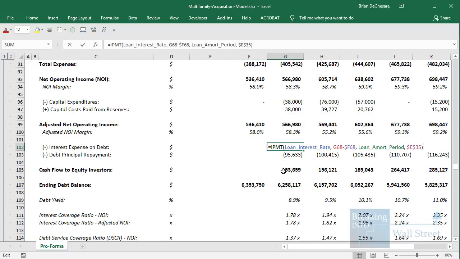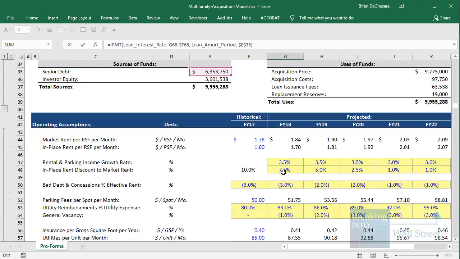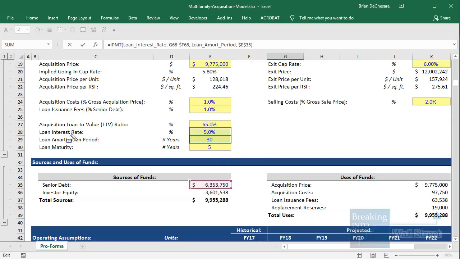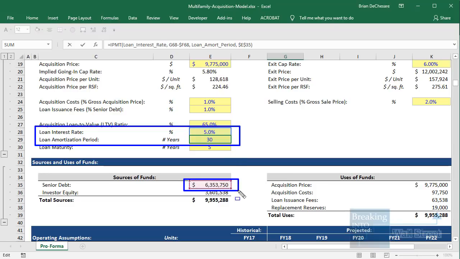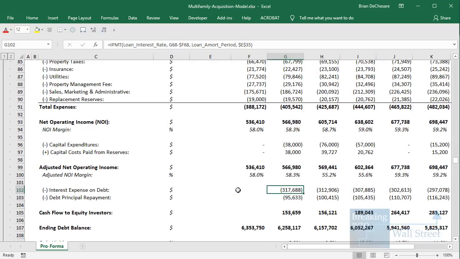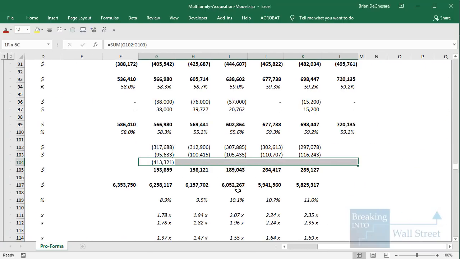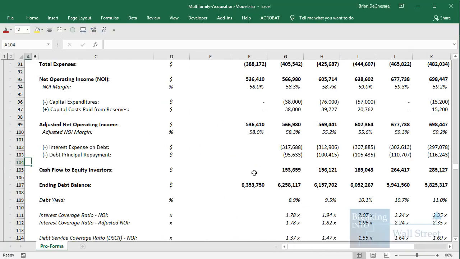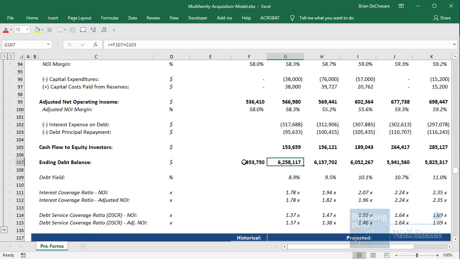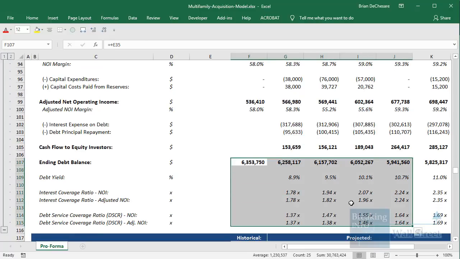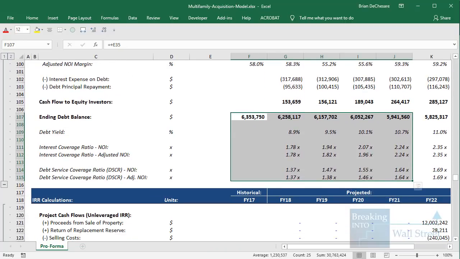And then for the interest expense on debt, this is simply based on the loan interest rate, the loan amortization period, and the total amount of debt that we have, and we use the IPMT function for that. We also repay debt principal each year, and because of the IPMT and PPMT functions, these add up to the same number, $413,000 in each year. That gets us to our cash flow to equity, and we also track our debt balance and some of our credit stats and ratios like the interest coverage ratio and debt service coverage ratio over time.